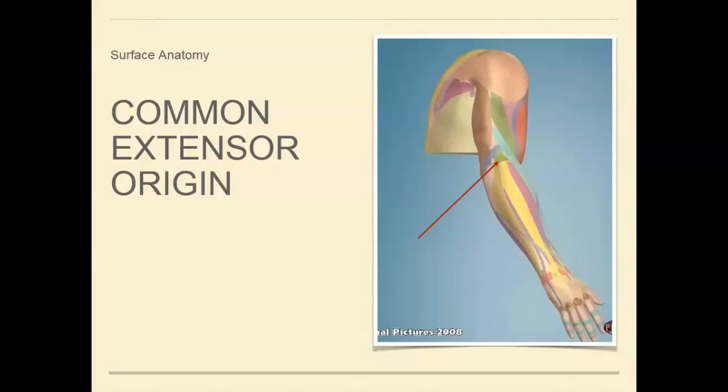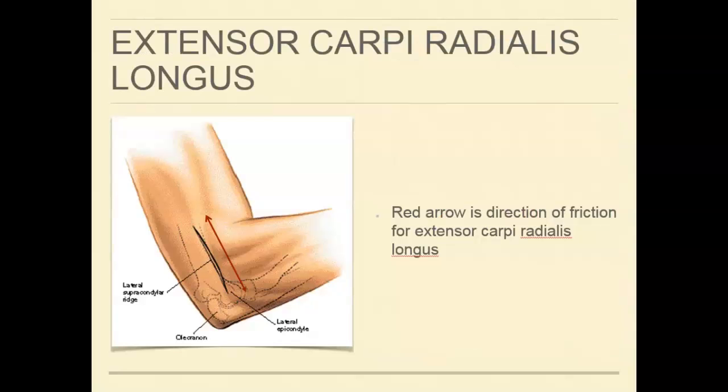Remember that when frictioning a tendon, you want to put the tissue on slight stretch, so therefore you will friction the common extensor origin with the elbow extended. The difference with extensor carpi radialis longus is that since it inserts above the lateral epicondyle, in order to friction this effectively, you need to friction in the direction parallel to the length of the humerus to be perpendicular to the insertion of the muscle. So the red arrow in this picture will show the direction of friction for extensor carpi radialis longus.